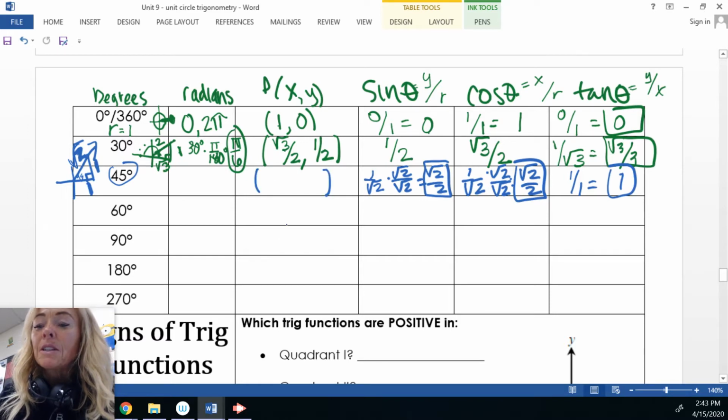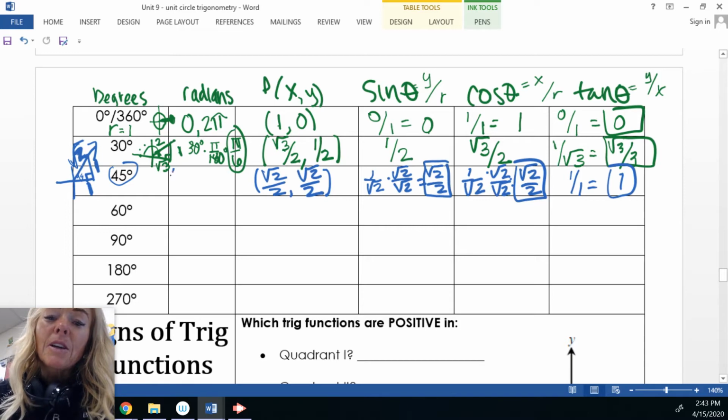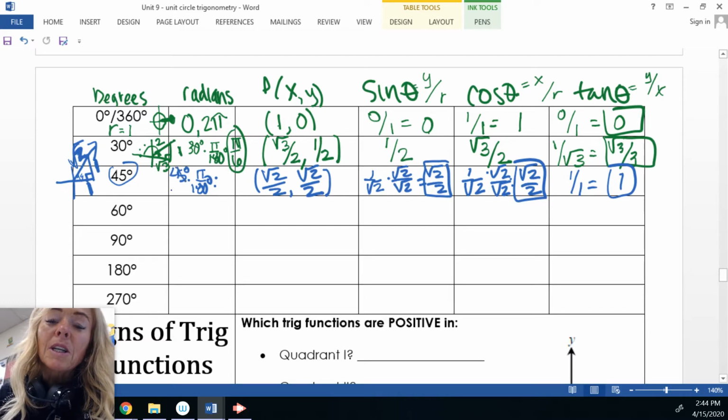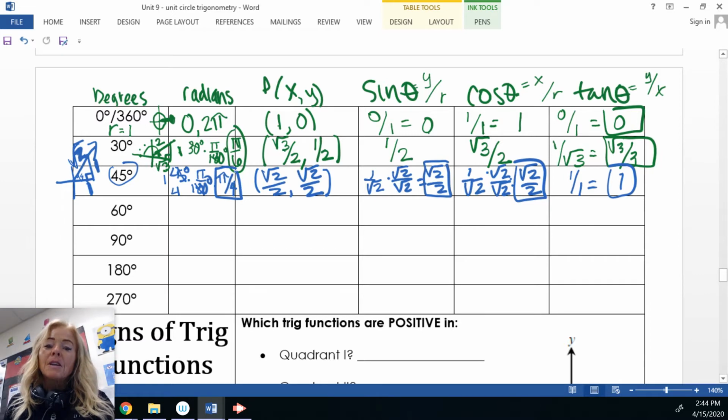So our coordinate is going to be cosine, sine, so radical 2 over 2, radical 2 over 2, which we just found over there. And then in radians, remember that we take our 45 degrees and multiply by pi over 180. Remember, you have to simplify next. 180 divided by 45 is 4, so you can divide 45 into 45 and get 1, and 45 into 180 is 4, so that's pi over 4. All right, there's another one.